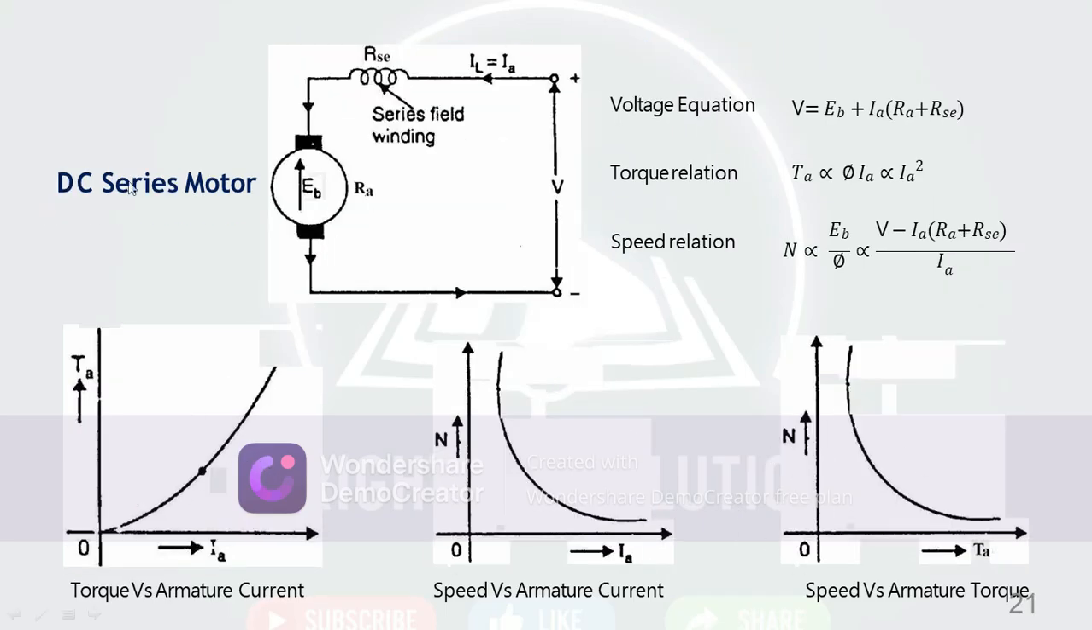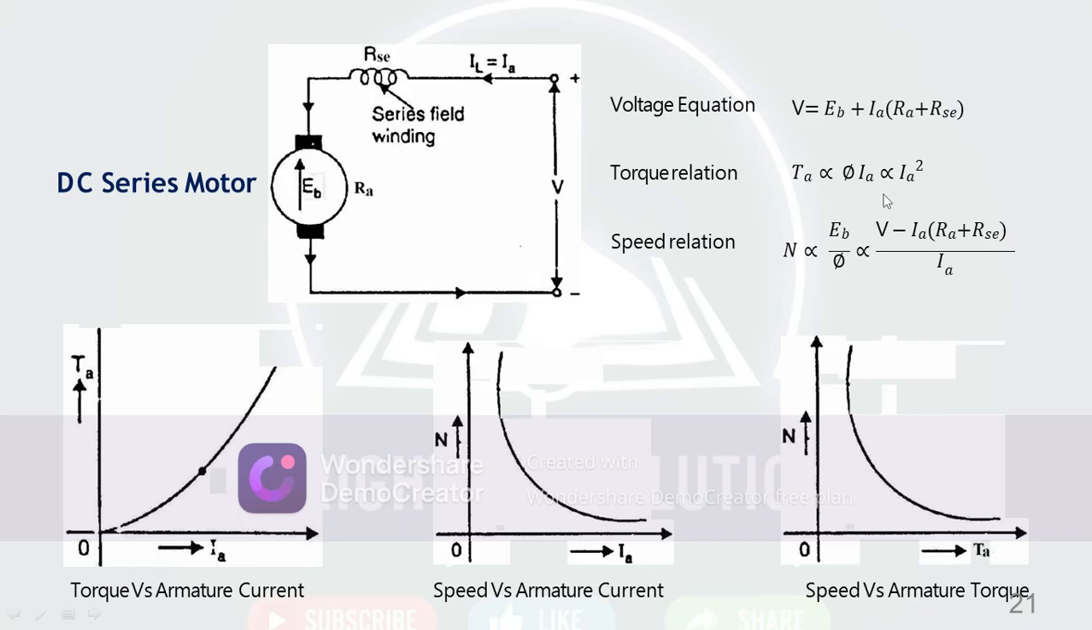Next type is the DC series motor. The field winding is connected in series with the armature winding, and it is called a DC series motor. The positive DC supply is provided here. So the voltage equation is V equals Eb plus Ia into the sum of resistances, Ra the armature resistance plus Rse the series field winding resistance.